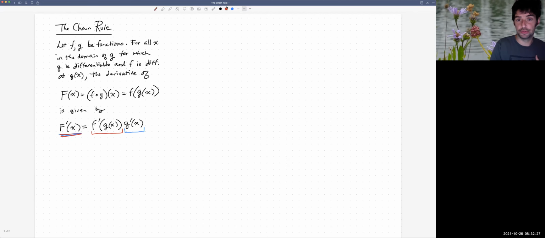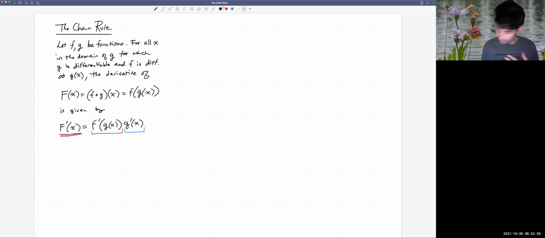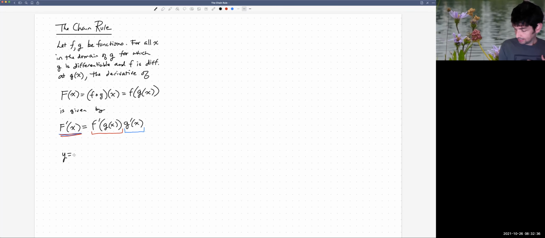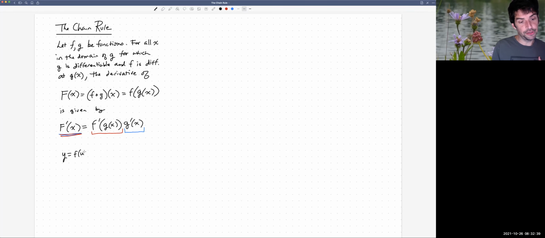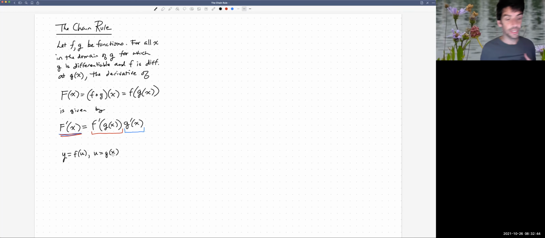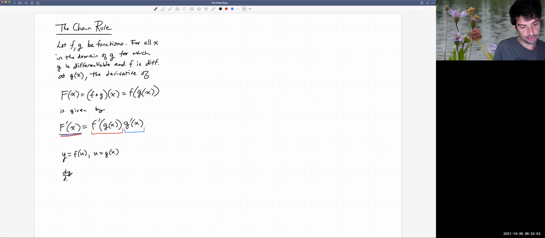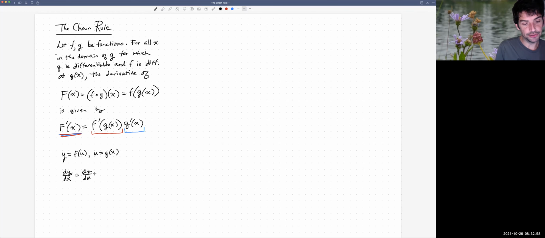So this is our chain rule. We'll do an example in just a second. I'm just going to give one other notation we often see. We could write this another way. If we let y equal f of u, where u is equal to g of x, I'm just giving these functions other names, we can write now that dy dx is equal to dy du times du dx.